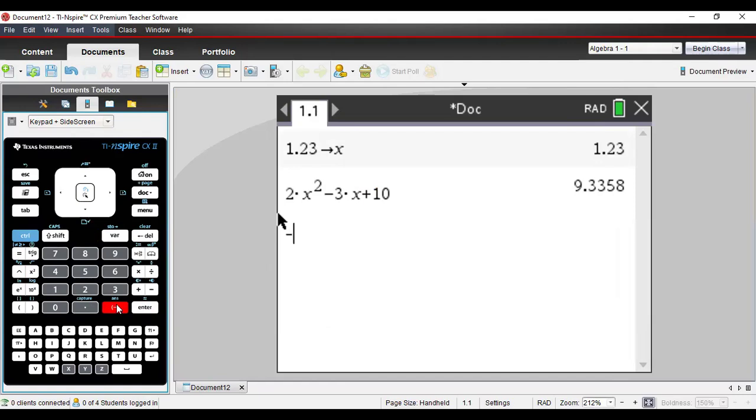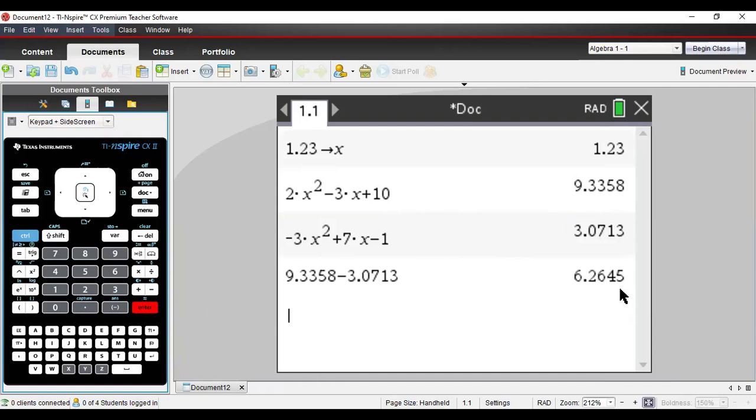And then I have a negative 3x squared plus 7x minus 1. Now, I'm just going to use these numbers because these are the outputs. So I'm going to take this number and I'm going to subtract this number, and I get $6 and about 26 cents. It doesn't matter what this number is, really. I'm just going to go to my answer choices and I'm going to key them in until I find something that has $6 and about 26 cents. Not a negative $6, but a positive $6.26.